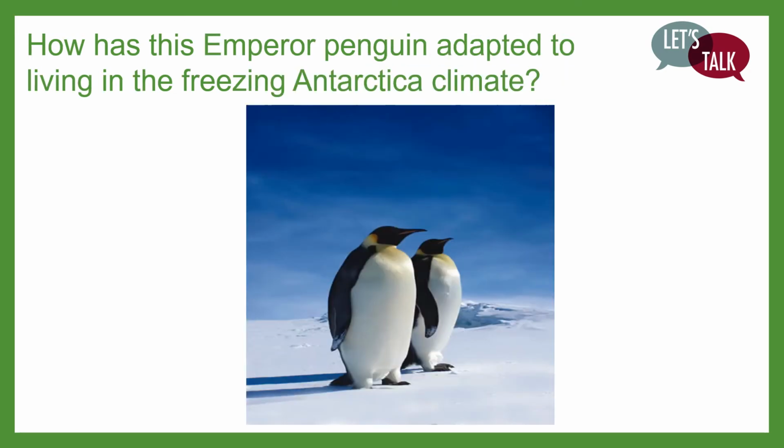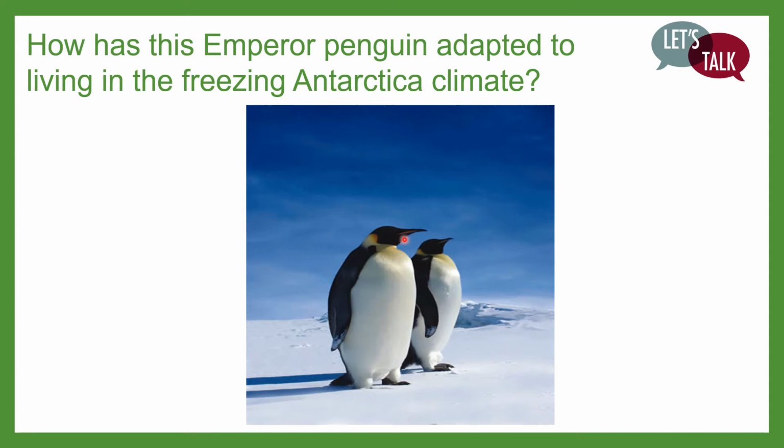So let's look at this emperor penguin. How has this emperor penguin adapted to living in the freezing Antarctica? Well, let's look at its feathers. Its feathers are actually waterproof. Getting out of the sea, which is really ice cold, you'd feel really, really cold, wouldn't you? Think about when you come out of the shower or the bath. You feel really cold. So to stop them feeling cold, their feathers are waterproof.